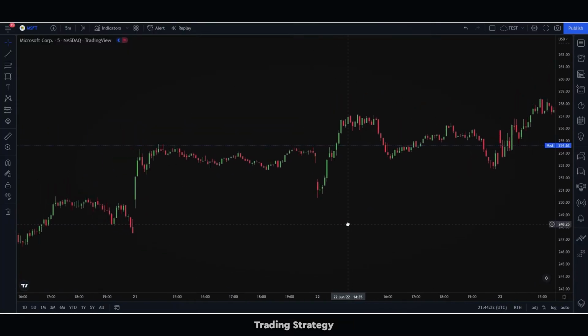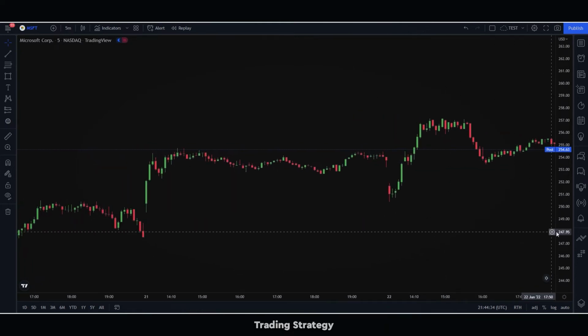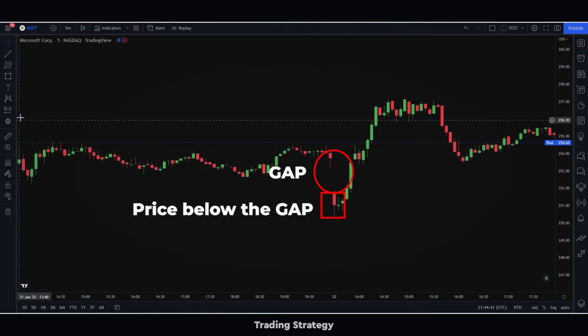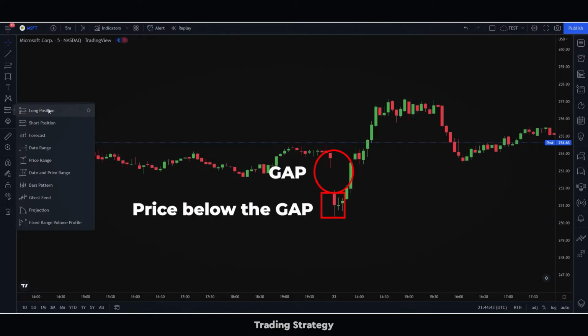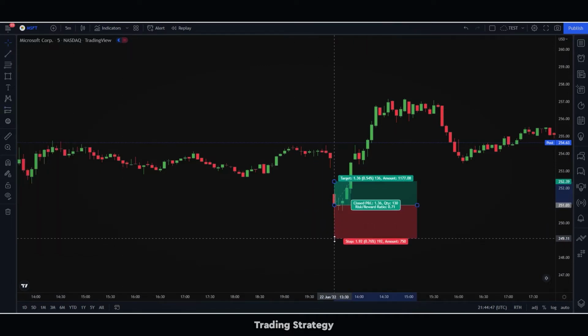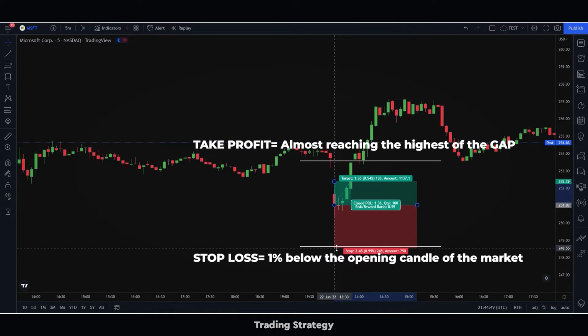The strategy is really simple. In the first hours of the market, we will see if a gap has occurred. In case the price is below the gap, we will make a buy trade. We will put our stop loss at 1% below the opening candle of the market, and our take profit almost reaching the highest part of the gap.